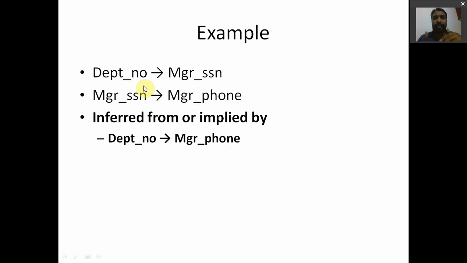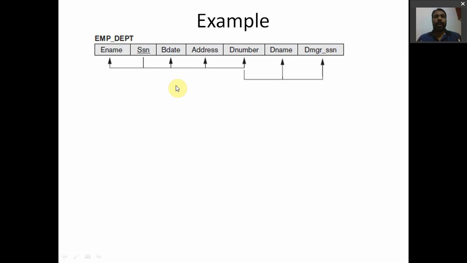This we have already seen. This is known as transitive dependency. So from these two functional dependencies, we have inferred a new functional dependency. This is the inferred functional dependency, or this is implied by this set. Also, we have seen this example also.